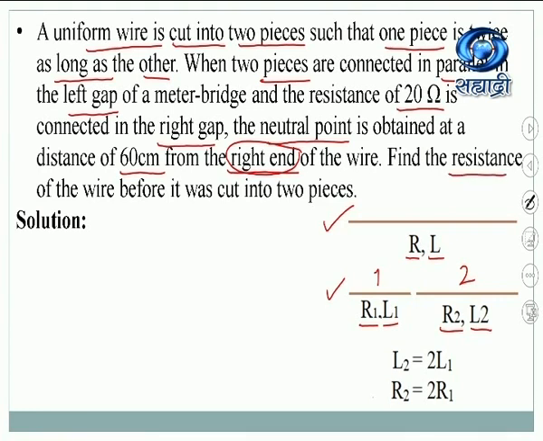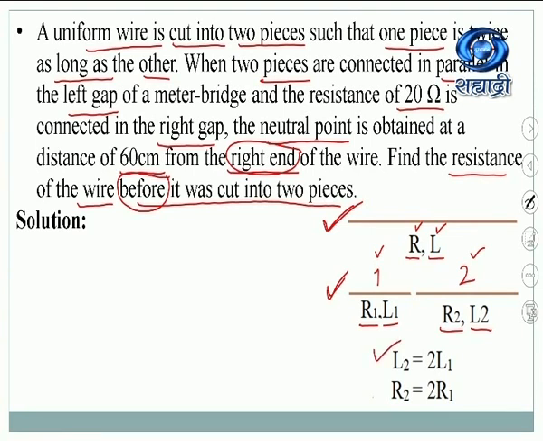What is asked? Find the resistance of the wire before it was cut into two pieces. This is important. So see what is asked and what is given. I will explain again. From the diagram, a long uniform wire having resistance R and length L is cut into two pieces. The first has resistance R1 and length L1, the second has resistance R2 and length L2, given that L2 is 2 times L1.